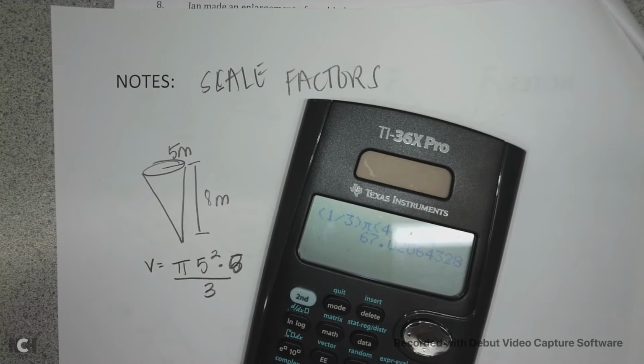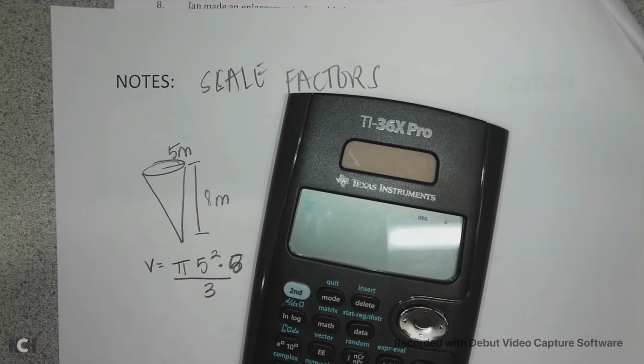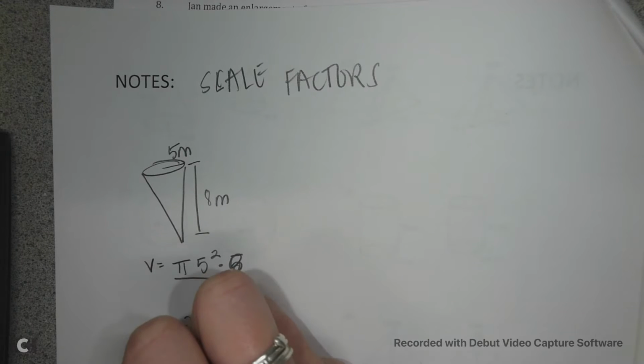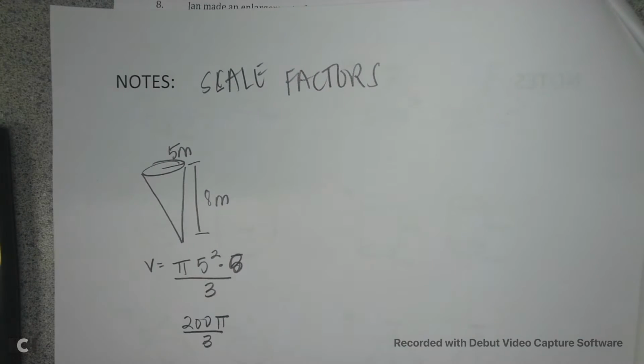So I'm just going to type this in, and I'm going to keep it in radians so that you can see better. So pi r squared, and then over 3. Okay, so we have 200 pi cubed.